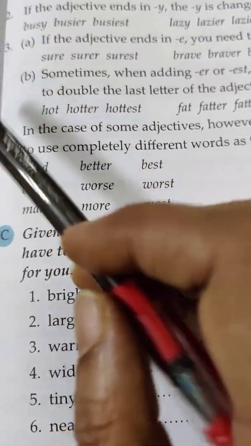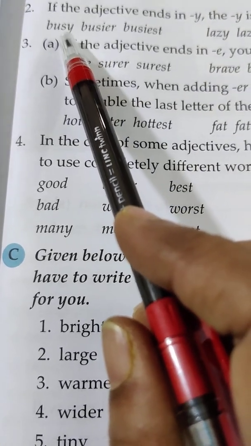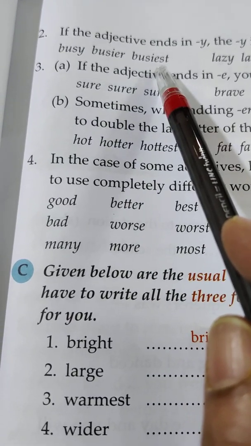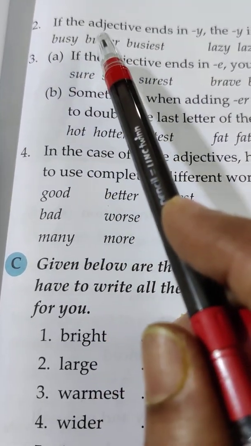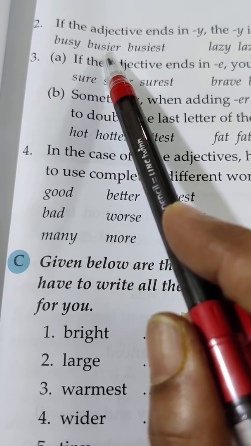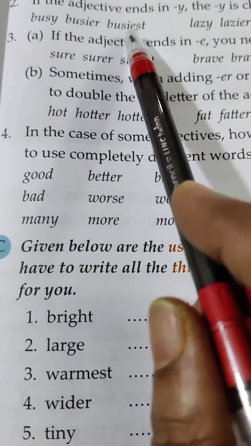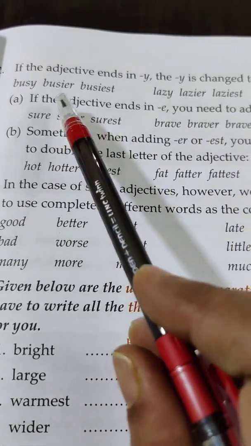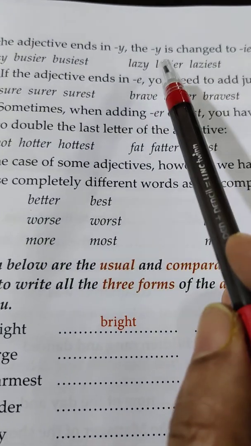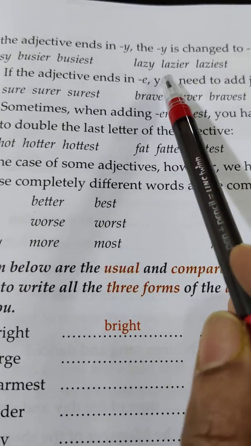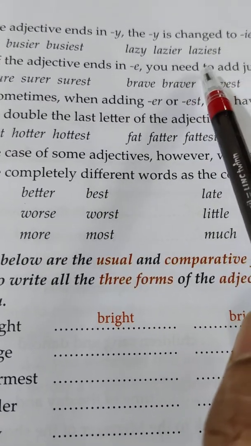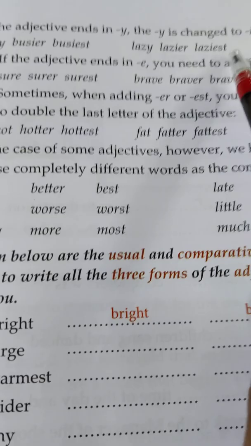Alright. You see, for example, busy is the usual form; busier, the comparative form; and busiest is the superlative form. So usual form, comparing here second form, and this is the third form. Same way here, see the spellings are different. Now lazy, lazier, laziest. Y is removed in the comparison form. Y is removed, ier is added, and in the third form, y is removed, iest is added. Keep this in your mind, all right?